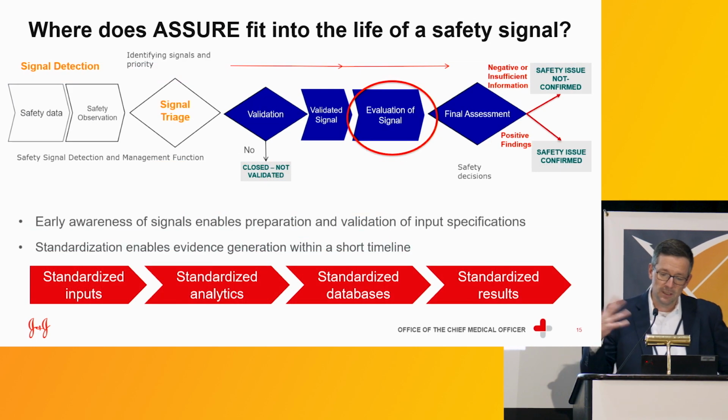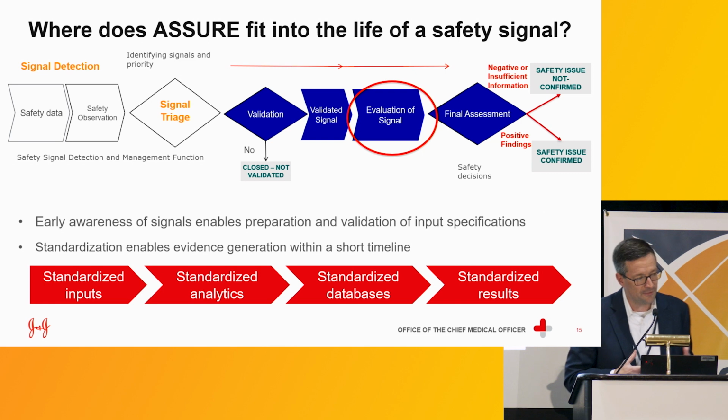ASSURE fits into the signal evaluation portion of the life cycle management of safety signals within J&J. We work collaboratively with our medical safety officers and therapeutic area epidemiologists to provide timely evidence for final decisions and discussions at safety management team meetings. To date, this work has provided greater support to our established products group, but we have actually crossed all therapeutic areas with requests. A typical discussion often starts with a medical safety officer and is focused on a marketed product and an identified safety concern from our pharmacovigilance activities.